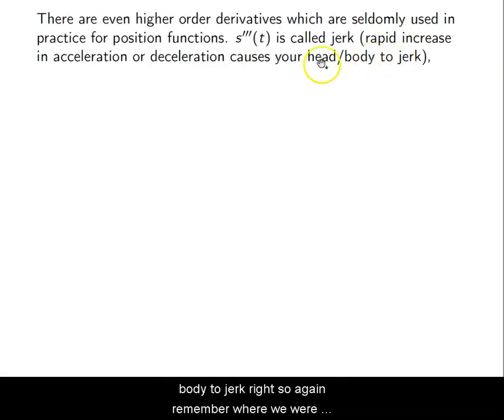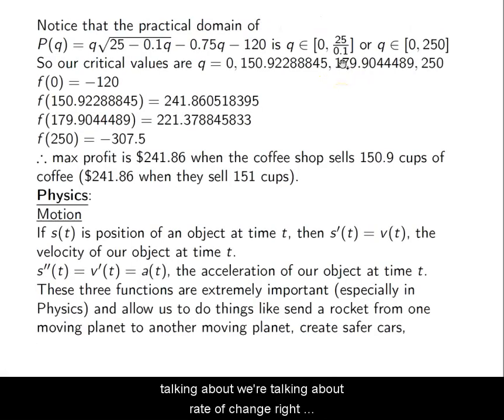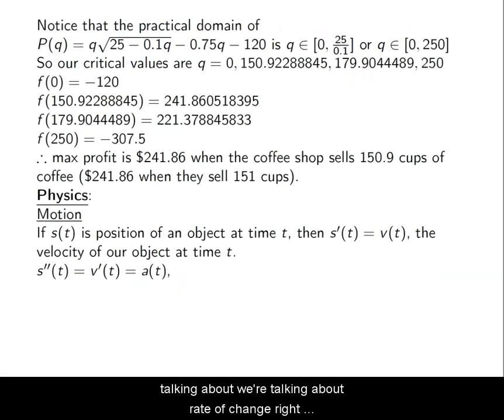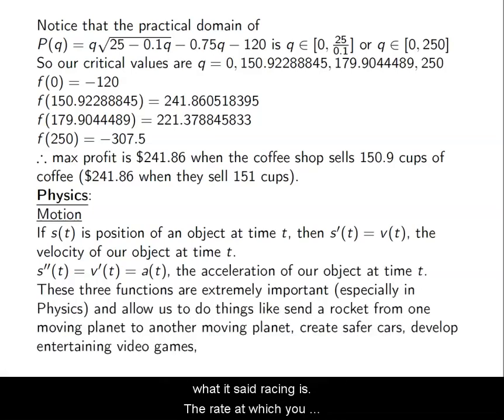So again, remember what we're talking about. We're talking about rate of change, right? Velocity is the rate of change of your position. It's how you're moving through time, right? How are you moving faster or slower as time progresses? Your acceleration is how your velocity is changing. If your velocity is increasing in speed, then you are accelerating, right? If your velocity is decreasing in time, then you are decelerating. So that's what acceleration is.